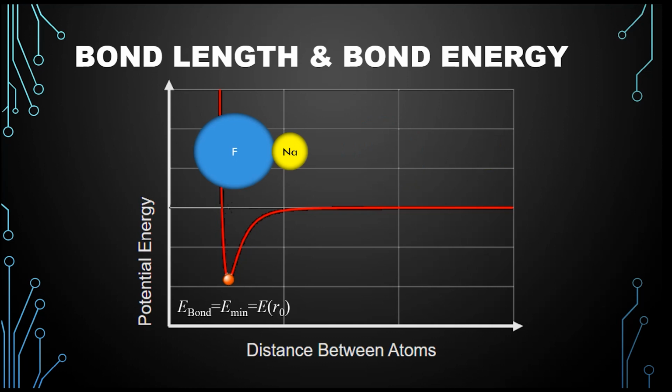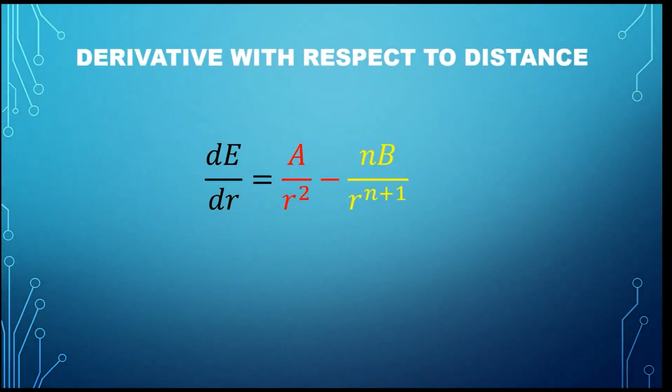The interatomic distance corresponding to this minimum energy is then the bond length, which we denote as R naught. To obtain the bond energy E bond and the bond length R naught, we will need to find the minimum point in this energy curve by setting the derivative to be 0. The derivative of E with respect to R is A divided by R squared minus nB divided by R to the n plus 1th order.